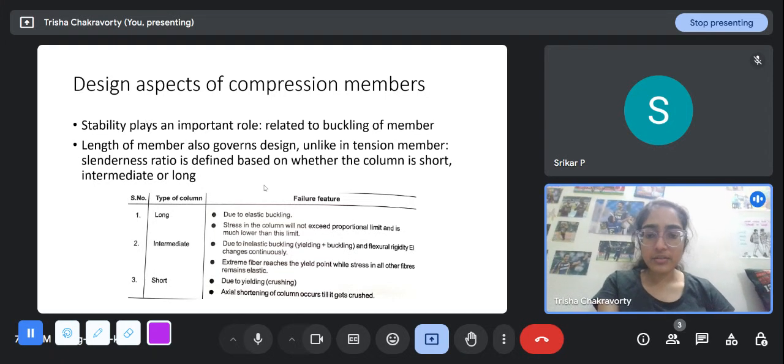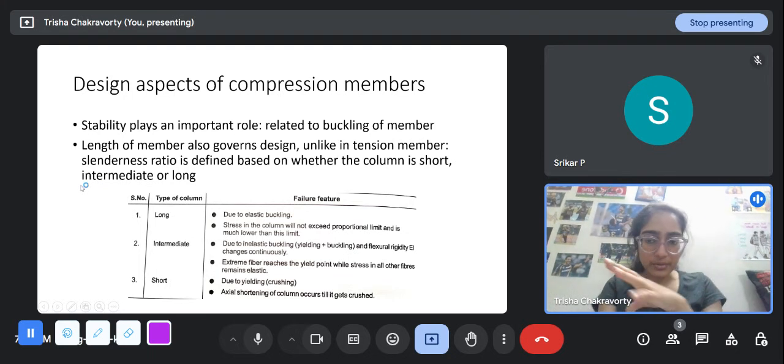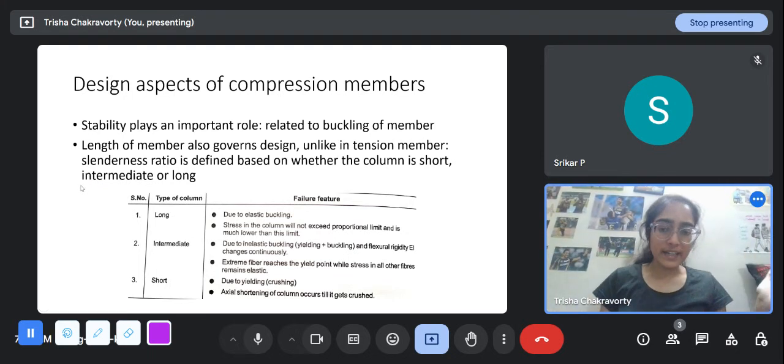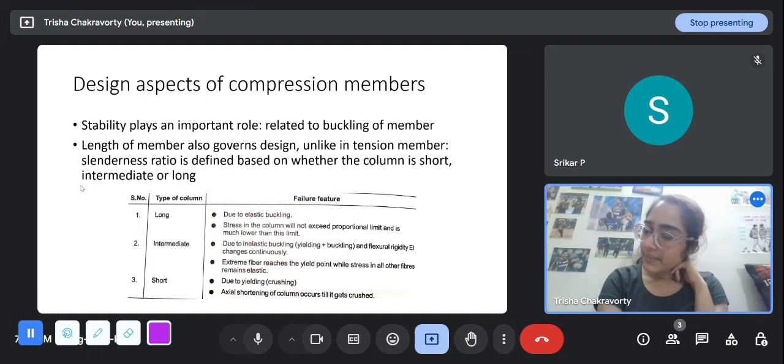The length of the member also governs design, unlike in tension members. In tension members, the length was nowhere in question. We would just be concerned about the critical cross section. The length of the member could be anything. But in a compression member, that matters because slenderness ratio is defined based on whether the column is short, intermediate, or long. The failure feature depends on this length of the column.